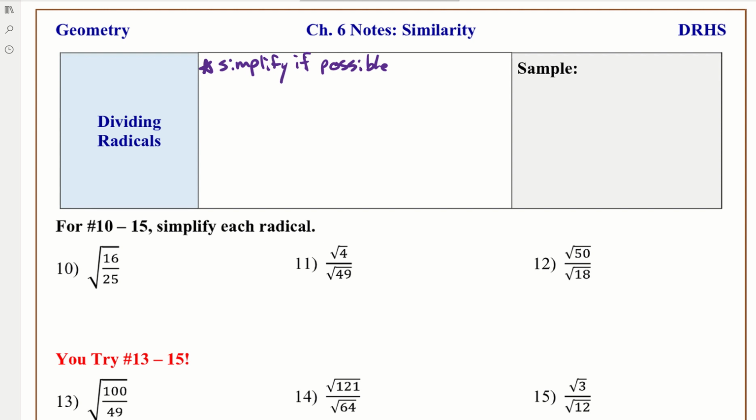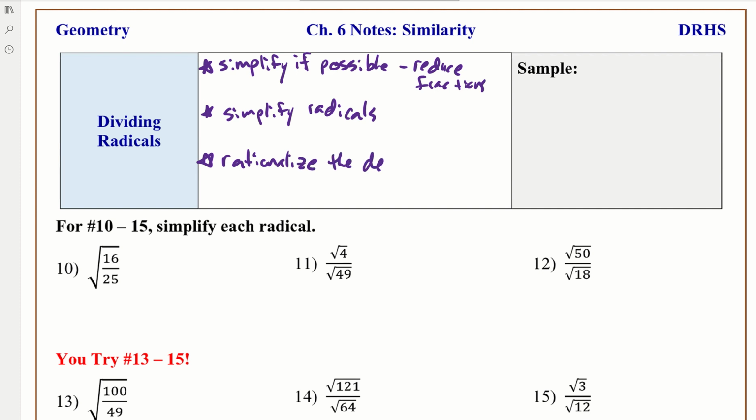Then you want to, like this would be to reduce fractions. Then you want to simplify the radicals. And then if you need to, you're going to have to do this thing, if you remember from Algebra 1, which is rationalize the denominator. Okay, rationalize the denominator. Let me try to write a little bit better.